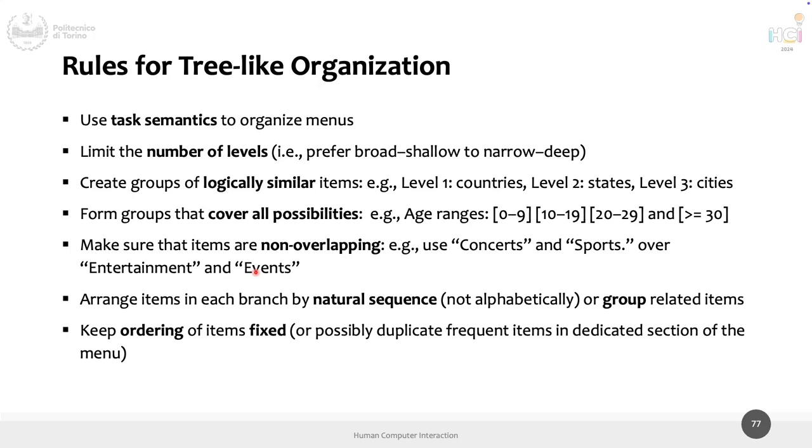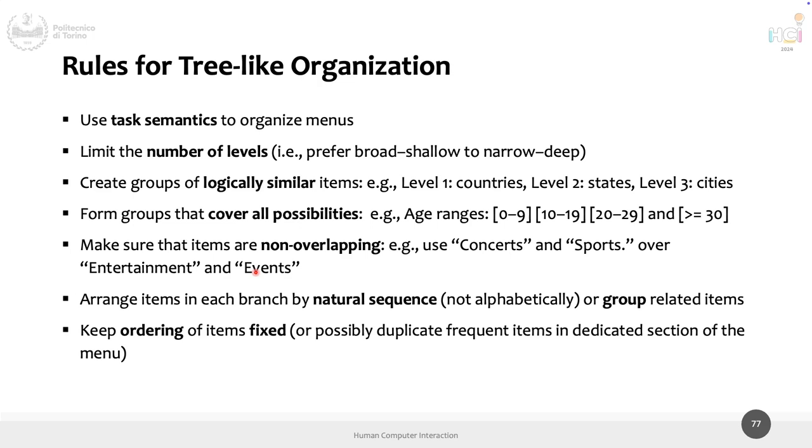Make sure that items are not overlapping. For instance, concert and sports are fine and are better than entertainment and events, because both concert and sport can be events, can include events. And both concert and sport can be used for entertainment. So this is ambiguous as a definition, and overlaps. Arrange items by natural sequence, not alphabetically, and again, group them, and keep ordering fixed.